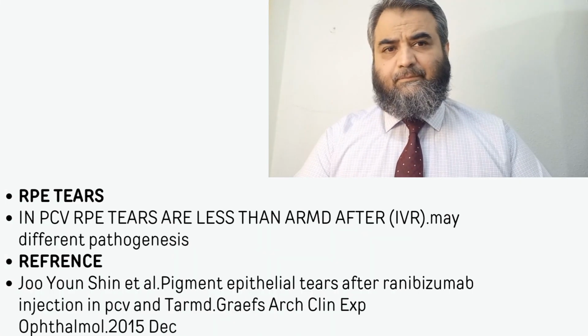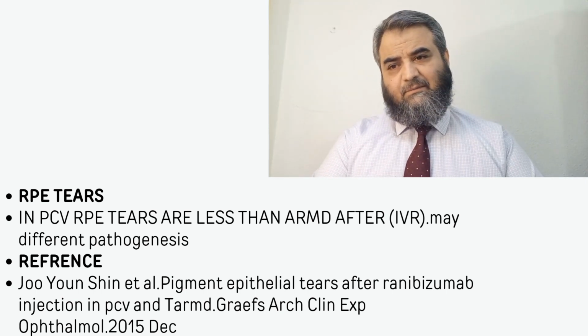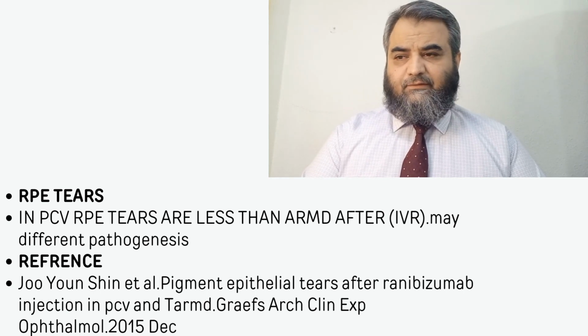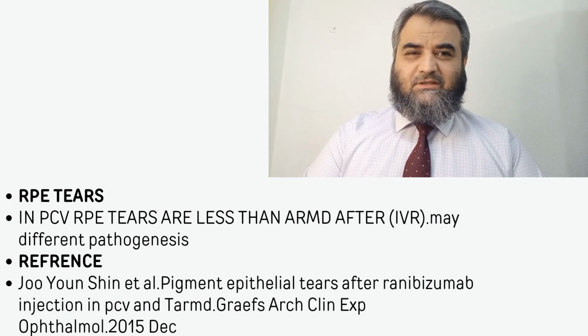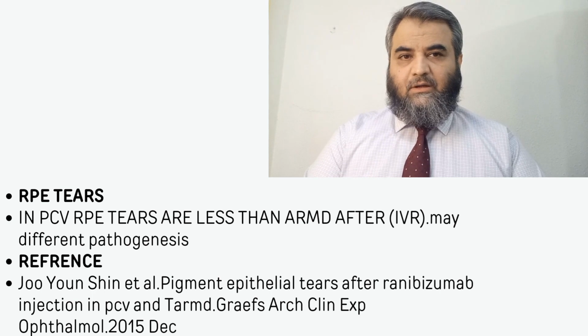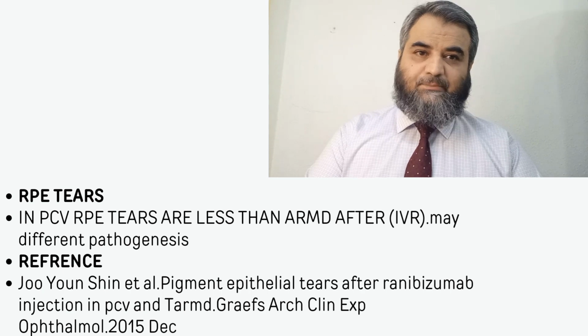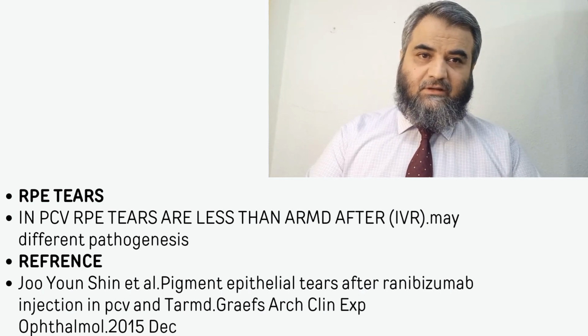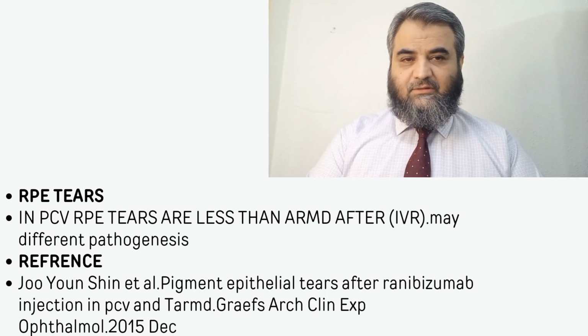RPE tears basically develop in polypoidal choroidal vasculopathy, and even in wet ARMD they develop after intravitreal injections, and many believe that the pathogenesis is different in both. But it has some relationship with intravitreal Avastin when it is given, high or low. Many claim that there are very high chances of developing an RPE rip or tear when injections are given to pigment epithelial detachment patients. So whenever we are going to give them, we should take proper consent from the patient.